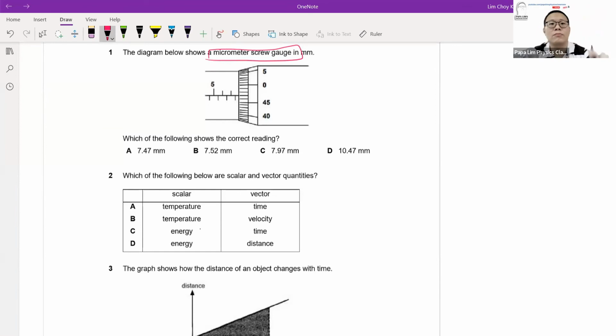Now, once you have revised the usage of the micrometer screw gauge, you will find that question 1 and question 2 are quite easy. In fact, quite basic, I would say.